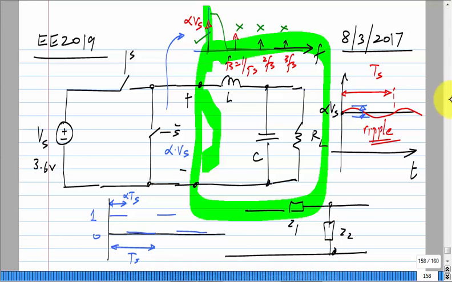Yeah, you have to increase the switching frequency. Okay. So, that is the obvious thing. It is the relationship between the bandwidth and switching frequency that matters. So, you have to increase the switching frequency. Of course, this also does not come for free.